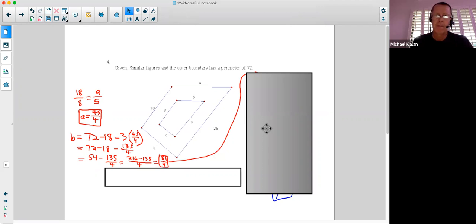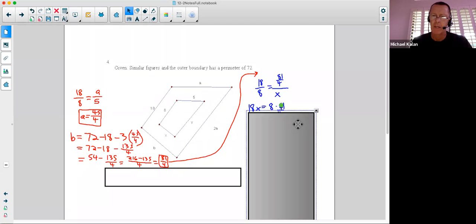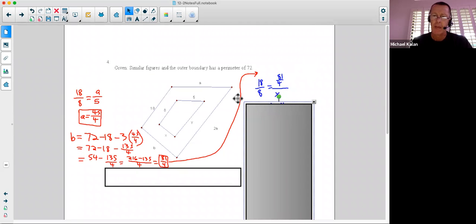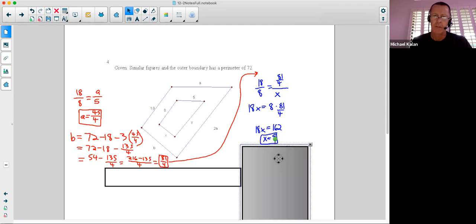And is there anything else that we need to get? Do we get them all? Oh, we didn't do X and Y. Okay, so if I know, again, 18 over 8, and I know what B is, 81 over 4, I could set up a superfraction like this, okay? And then again, I can cross multiply. 18x equals 8 times 81 over 4. 4 and the 8 become a 1 and a 2. So I get 18x equals 162. And then I'm going to divide by 18 and I get x equals 9.